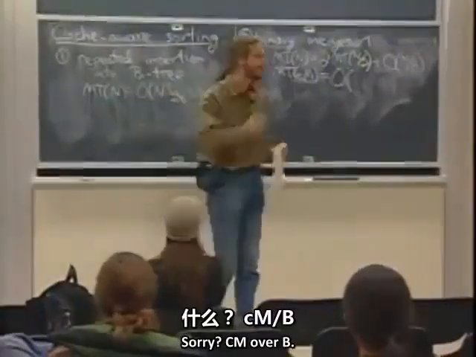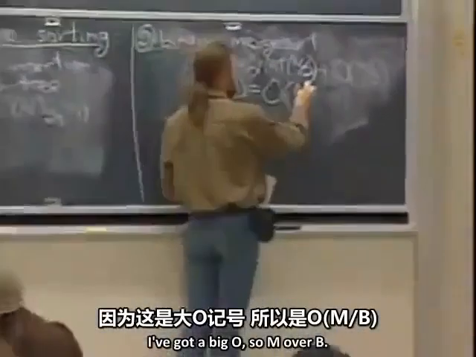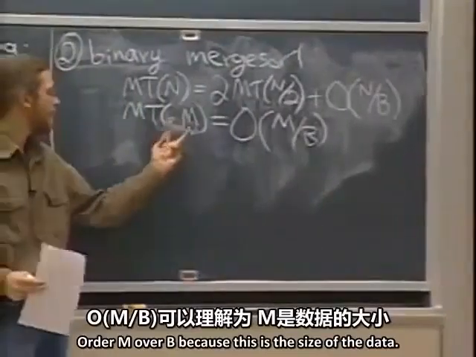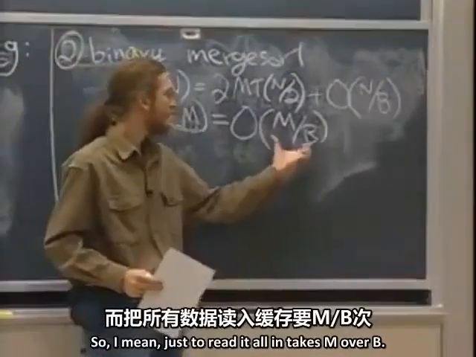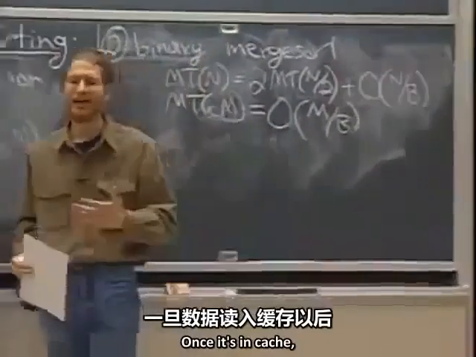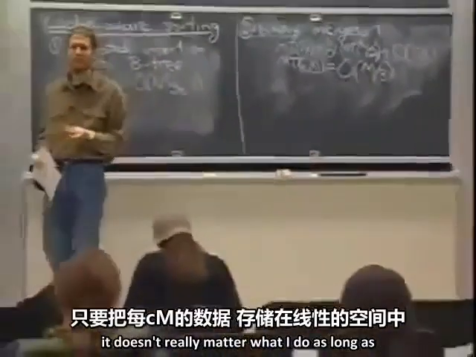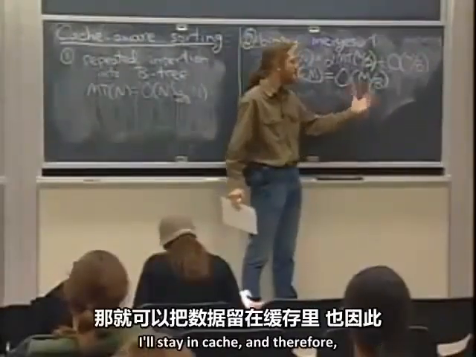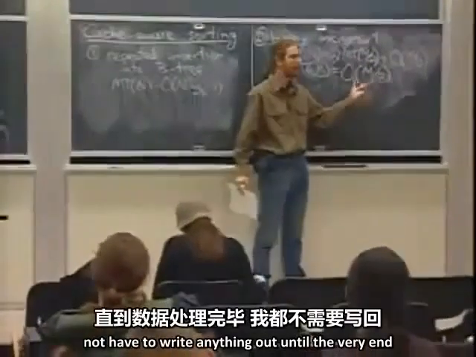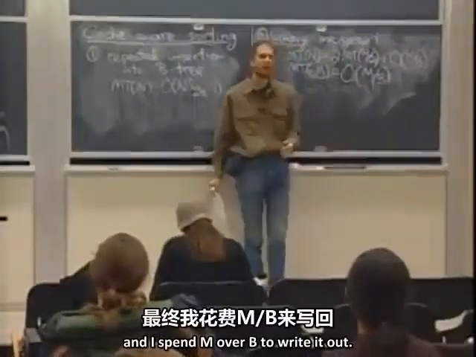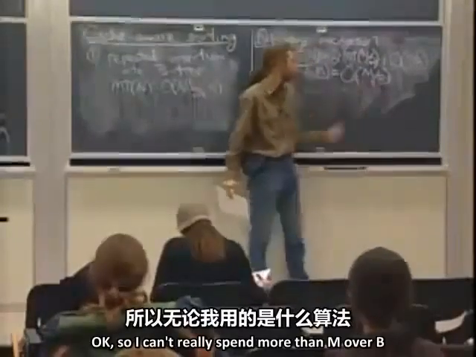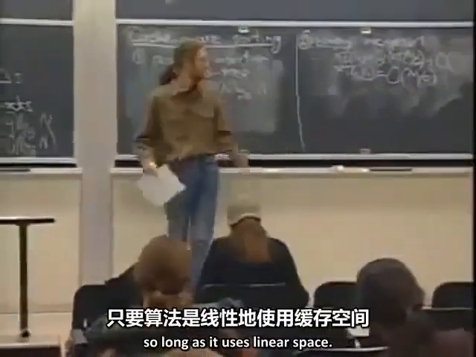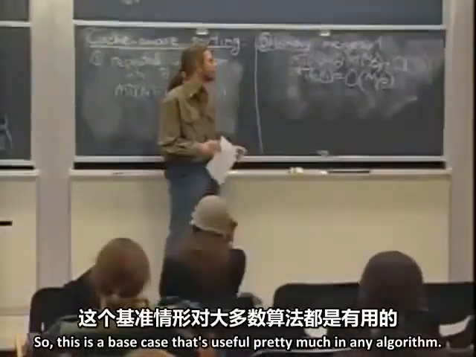Order m over b, because this is the size of the data. I mean, just to read it all in takes m over b. Once it's in cache, it doesn't really matter what I do as long as I use linear space. So for the right constant here, as long as I use linear space in that algorithm, I'll stay in cache and therefore not have to write anything out until the very end, and I spend m over b to write it out. So I can't really spend more than m over b, almost no matter what algorithm I have, as long as it uses linear space. So this is a base case that's useful in pretty much any algorithm.